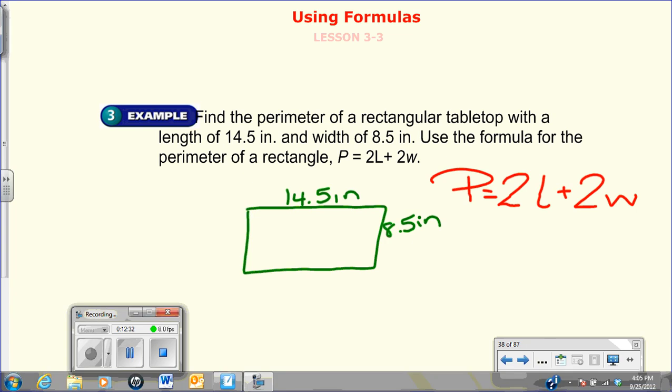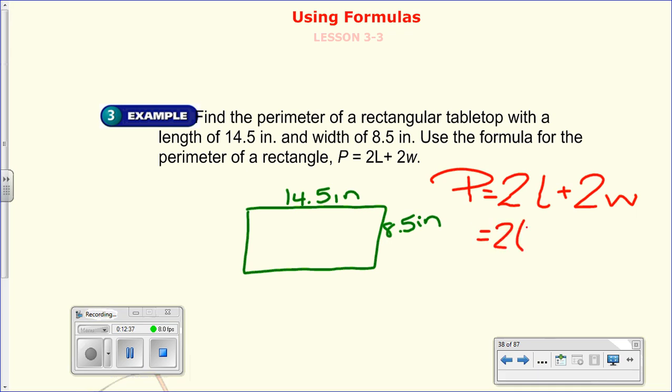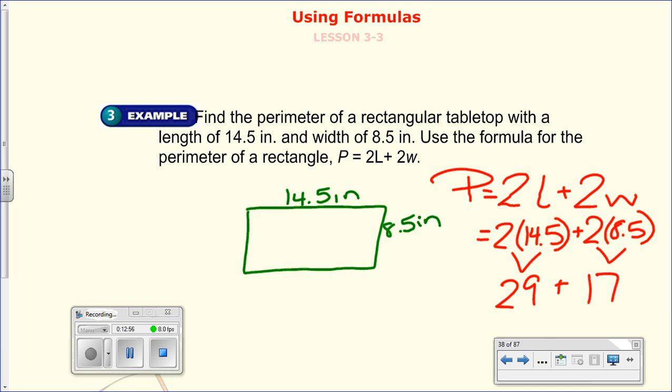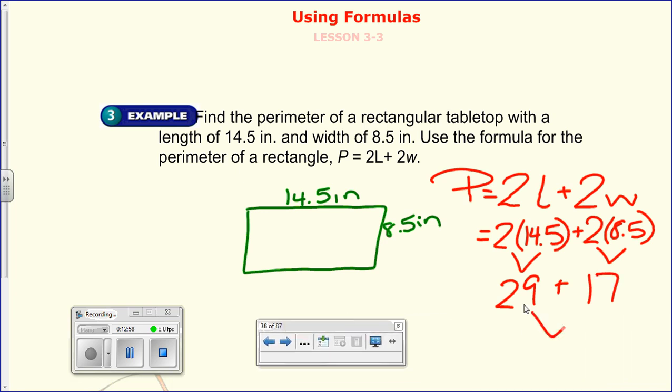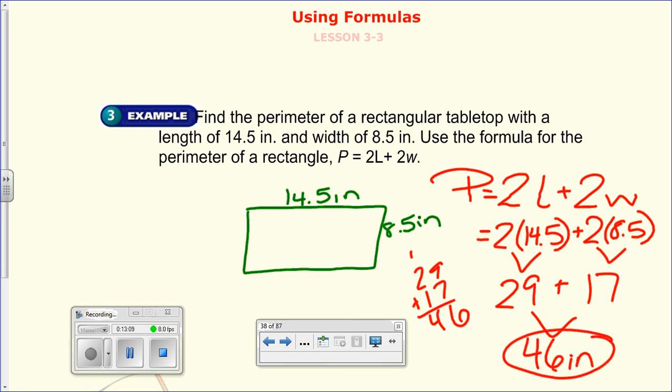All right, so let's find the perimeter of this tabletop. I know my length is 14 and 5/10 inches, and I know my width is 8 and 5/10 inches. So if I multiply that out, well, 2 times 14 and 5/10 is 29, and then 2 times 8 and 5/10 is 17. So if I add those together now, I get 29 plus 17, I get 46 inches. That is my total perimeter.